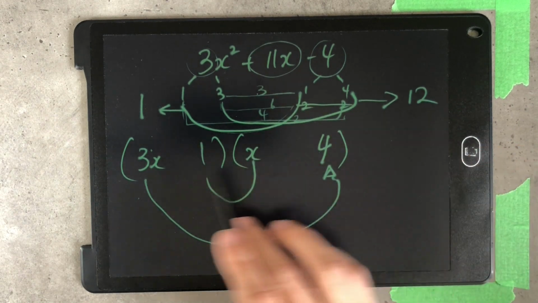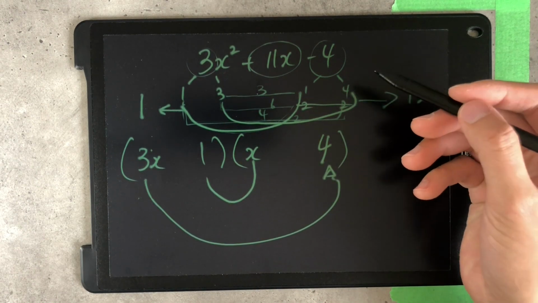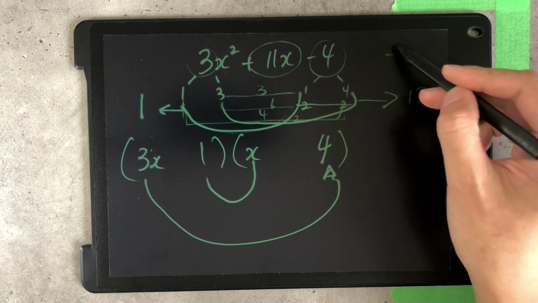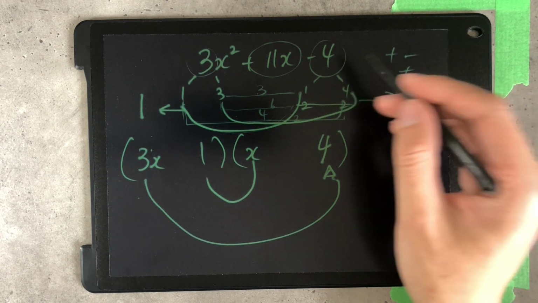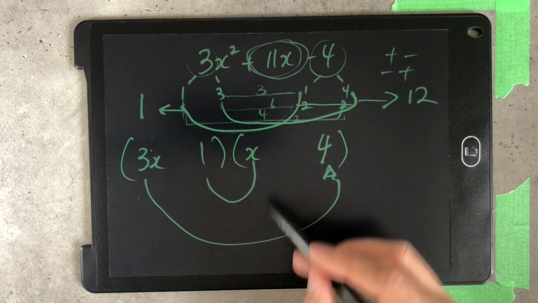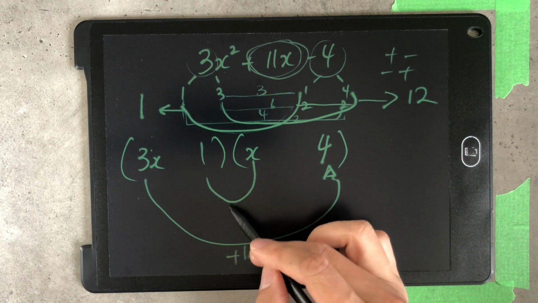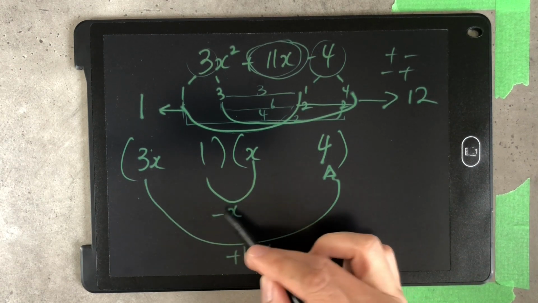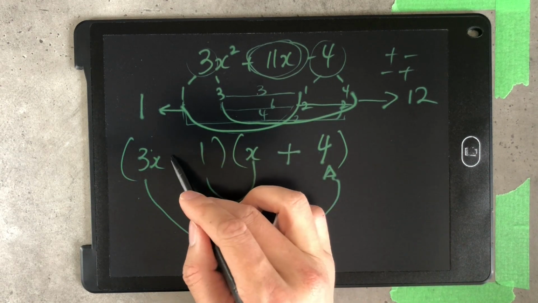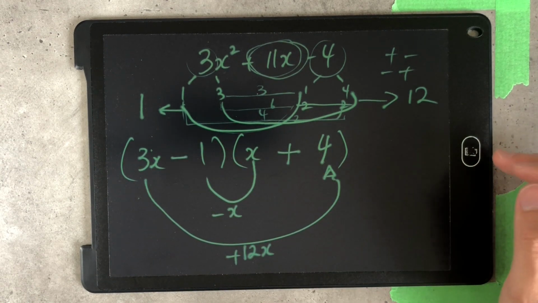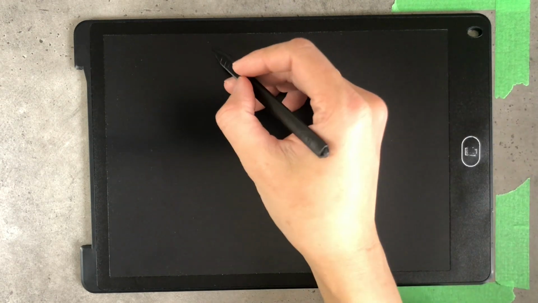So once we have the numbers in their right spot, we have to think about the sign. We know it has to be a positive and negative, or negative positive alternating sign. We want a positive 11, so that means we want 12x to be positive and we want x to be negative in order for the difference to be 11x. So 4 is positive, 1 is negative, and we're done. This is the easy one. Let's look at the harder one.